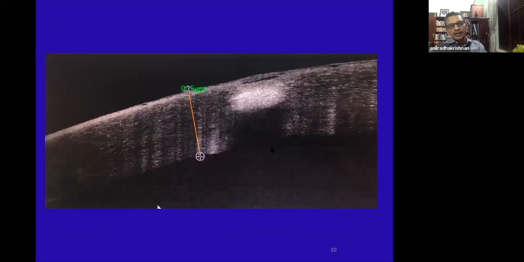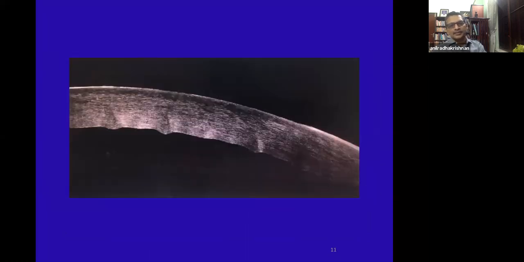In another example, you can see the corneal thickness can be exactly measured. The small microbulla can be made out. You can see the anterior stromal infiltrate very well and the shadowing underneath. This is a patient who has undergone PRK. In this area you can see the epithelium, while in this area it is de-epithelialized. And you can see the Descemet's membrane folds, the posterior stromal folds, much better in this.